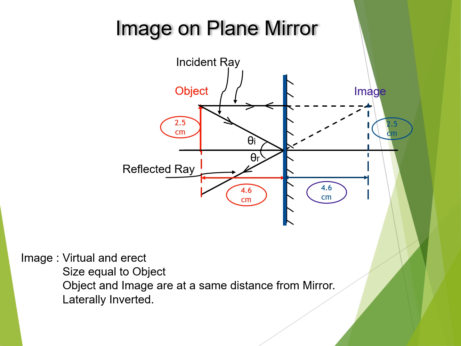And lastly, it shall be laterally inverted. That means the right hand side of the object shall appear to be the left hand side of the image. So that is the laterally inverted. So this is how the image on a plane mirror is formed.